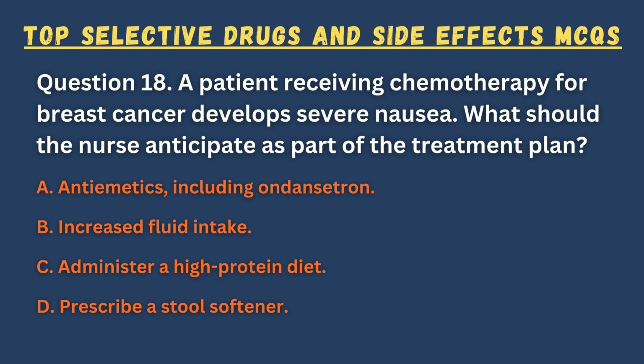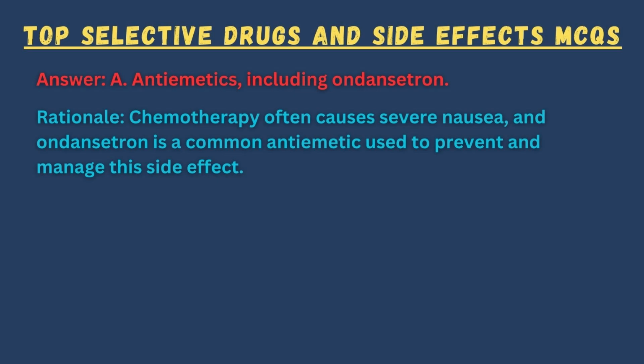Question 18. A patient receiving chemotherapy for breast cancer develops severe nausea. What should the nurse anticipate as part of the treatment plan? A. Antiemetics, including ondansetron. B. Increased fluid intake. C. Administer a high-protein diet. D. Prescribe a stool softener. Answer: A. Antiemetics, including ondansetron. Rationale: chemotherapy often causes severe nausea, and ondansetron is a common antiemetic used to prevent and manage this side effect.